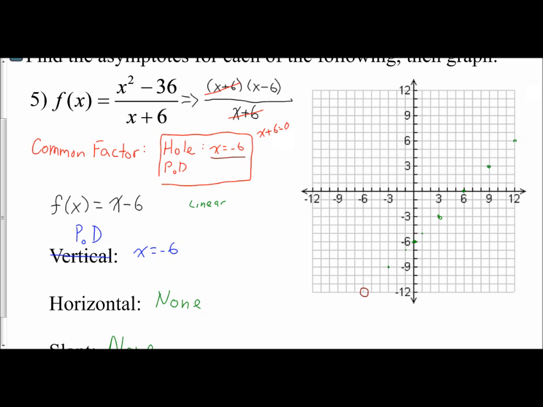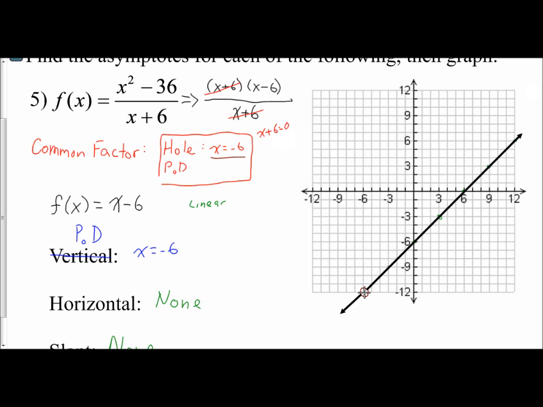And then when you connect with your line, you just don't put the line through the hole. And so this is my graph. You see it's linear. However, at x equals negative 6, a value cannot exist. There's a point of discontinuity. So I mark at that point that we found using our slope a hole on the graph.